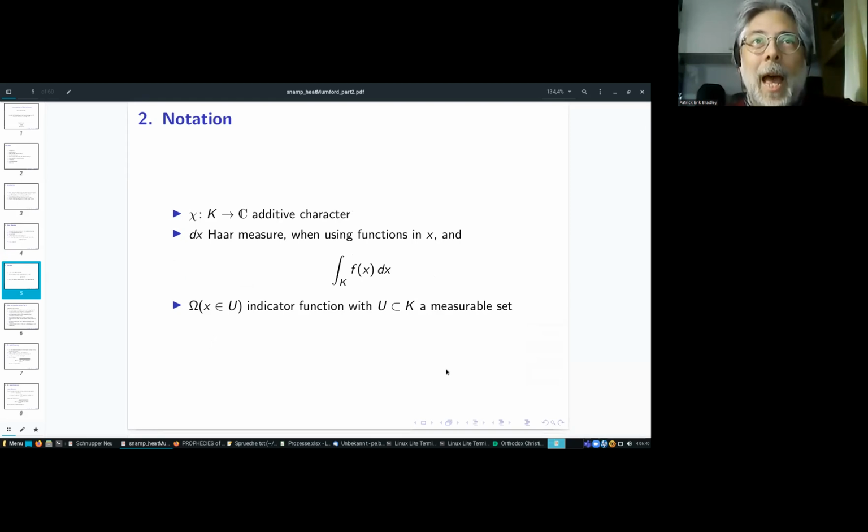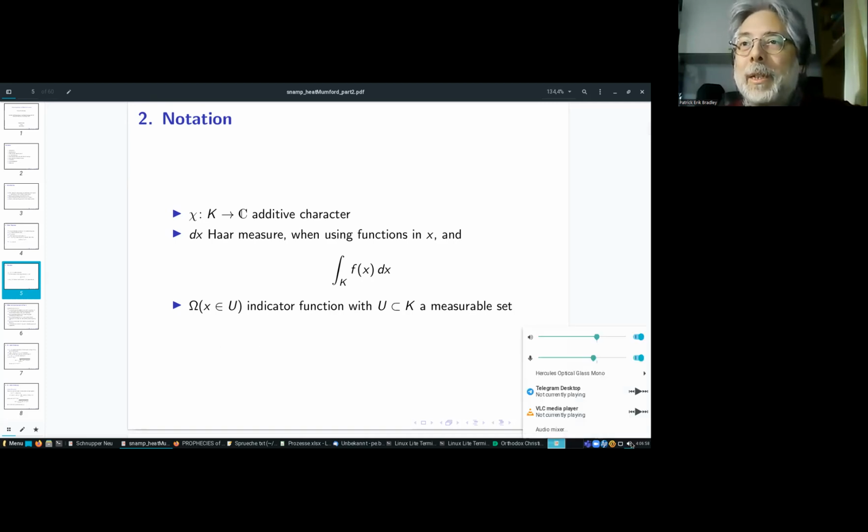Further, we fix an additive character of our local field into the complex numbers. And then sometimes when we integrate, we will write the Haar measure in the usual way as dx, especially when using functions in x and such integrals. And then what we'll often need is an indicator function, and we will write it with an omega and write the variable and the set in such an intuitive way: x in U. You might be used to other notations where you just have balls, but our sets will not be balls, so we will have to write it in this way. And U is any measurable set.